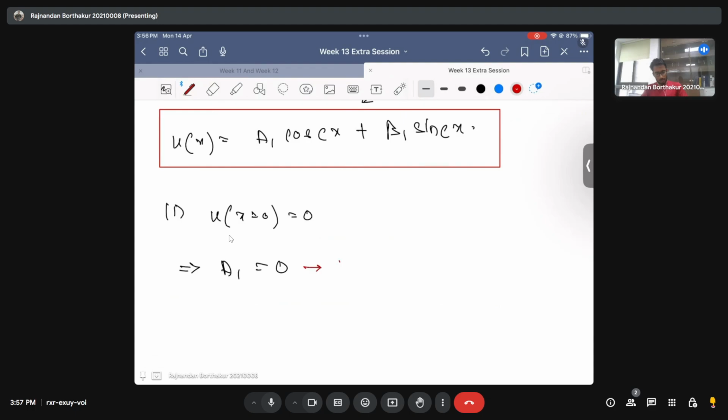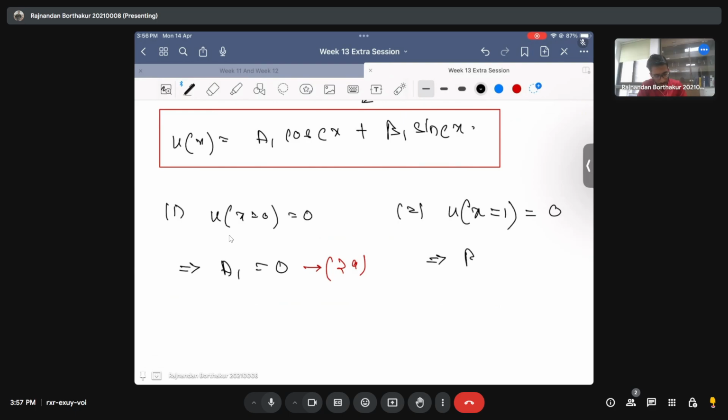Okay. This is one of the constants that we got. But if we use the second boundary condition, this is where things become interesting. Because if I use this second boundary condition, I have u at x equal to 1, which is equal to 0. Which means, I know that a1 is already equal to 0.